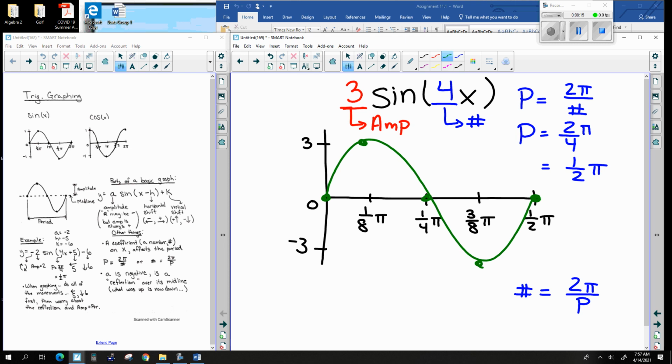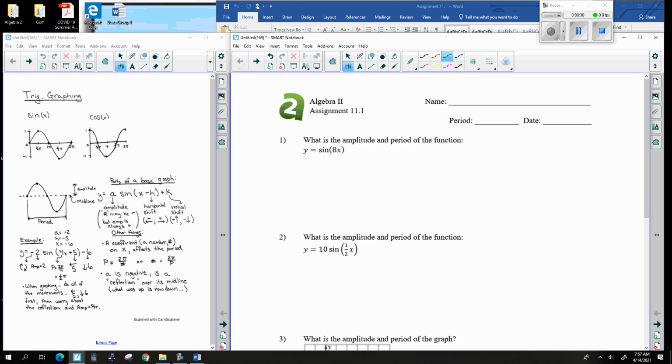Again, the only math that is involved really is figuring out this period or figuring out the number. But it's pretty much the same equation either way. Okay, so let's go to the actual questions of today's assignment.